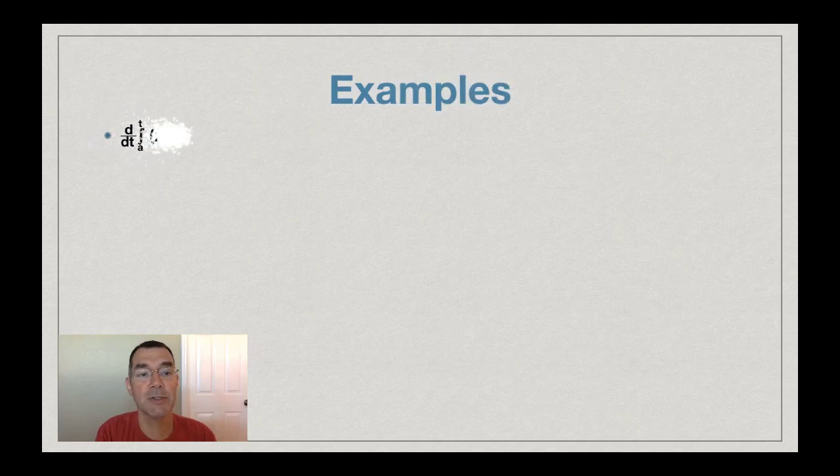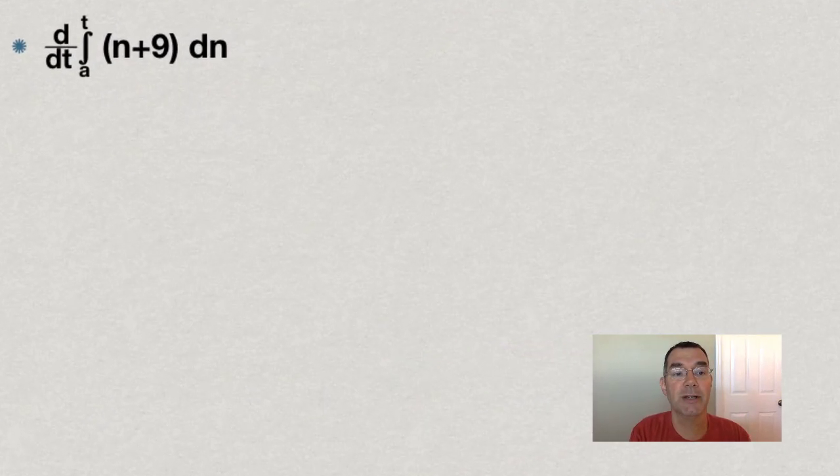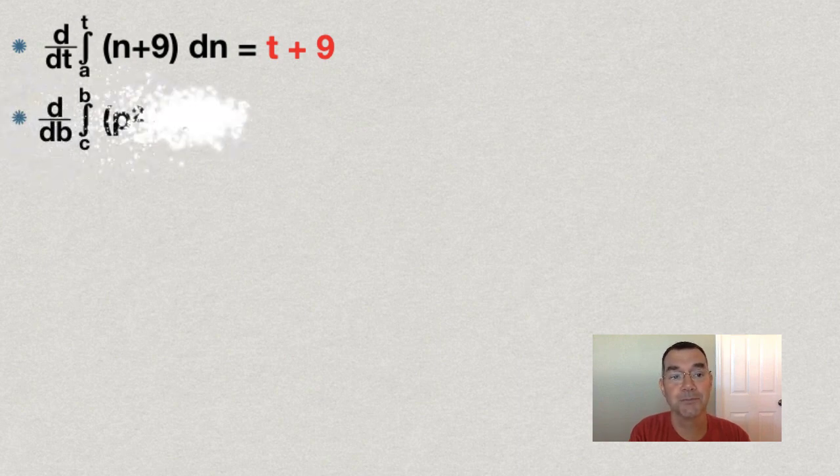So here are some examples. Let's say I have the derivative with respect to t of the antiderivative from constant a to variable t of n plus 9 dn. What I can do, according to the second part of the fundamental theorem of calculus, is I can just rewrite that expression that's in parentheses and replace n with t. So I get t plus 9 instead of n plus 9.